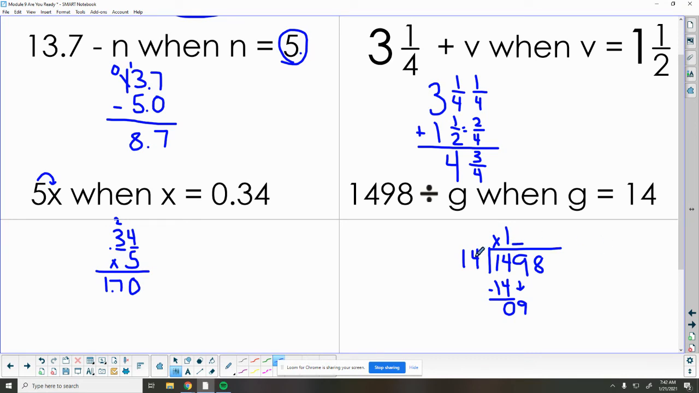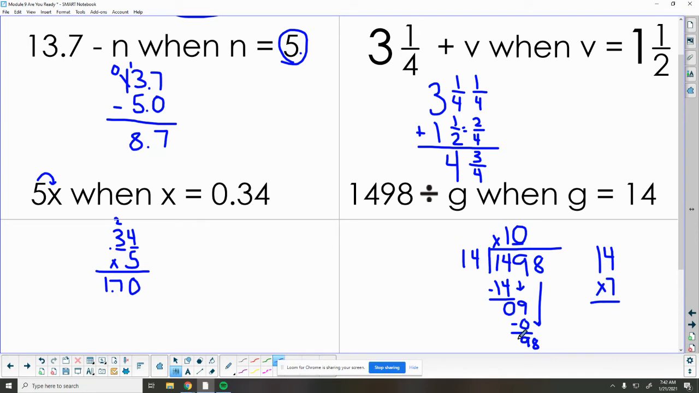14 cannot go into 9. So we need to put a 0 up here. Every time something goes down, something has to go up. We can't just bring down another number till we've put something up. So 0 times 14 is 0. So we're still left with 9. And now we can bring down that 8. So 14 goes into 98. Let's see. I'm going to try 7 and see where that gets me.